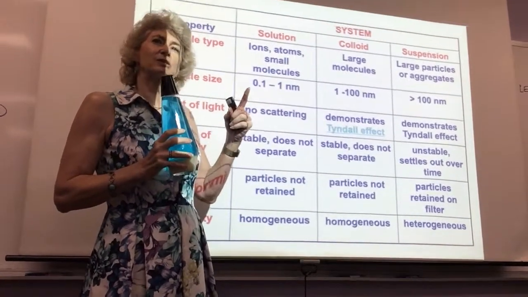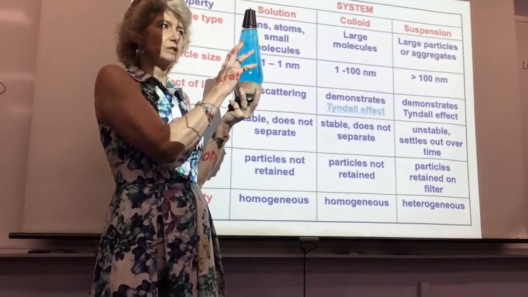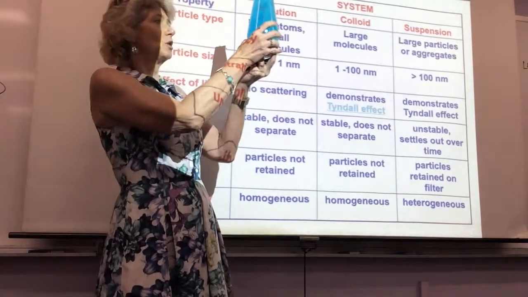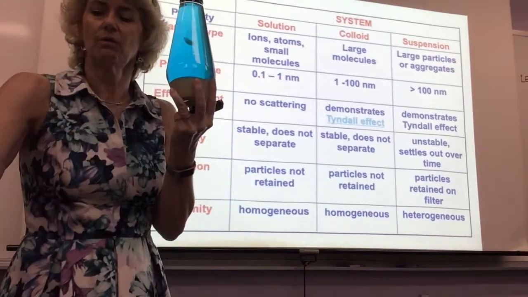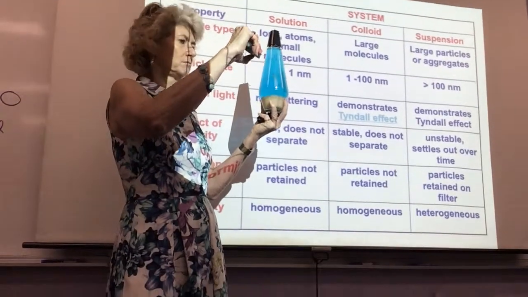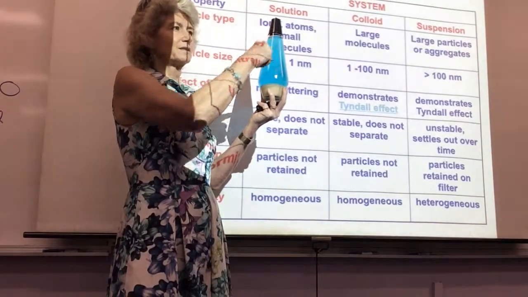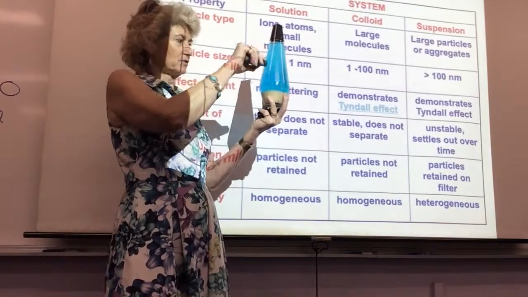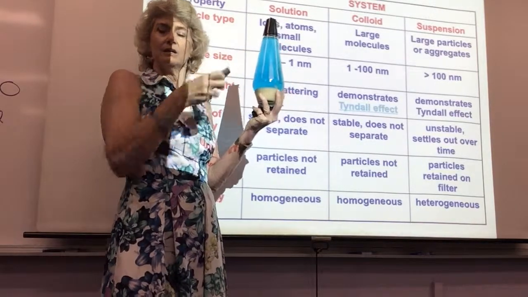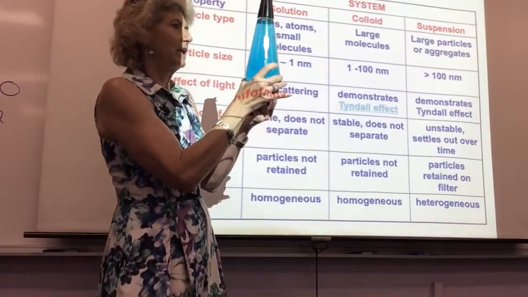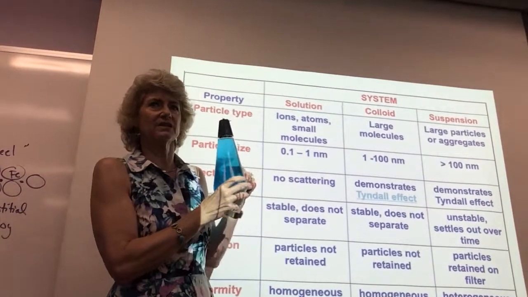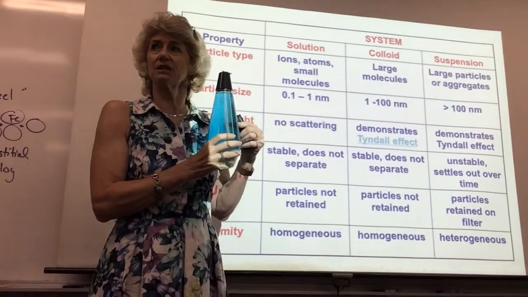Let me say that again, make sure you heard. If you have a solution, it looks homogeneous. A solution is homogeneous. And you hold a light, you can also do it with a laser pointer, which this is a solution, not a colloid, because there's no light. You can see there's no scattering. But if you did that, and you see the beam of light go through the solution, that means the particles are big enough to scatter the light. That means it's a colloid.